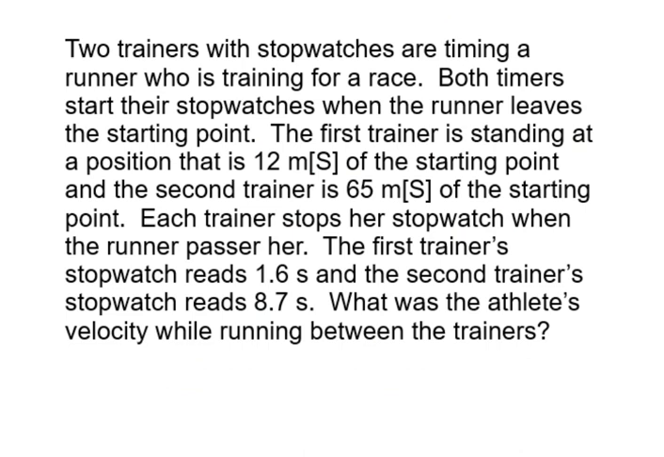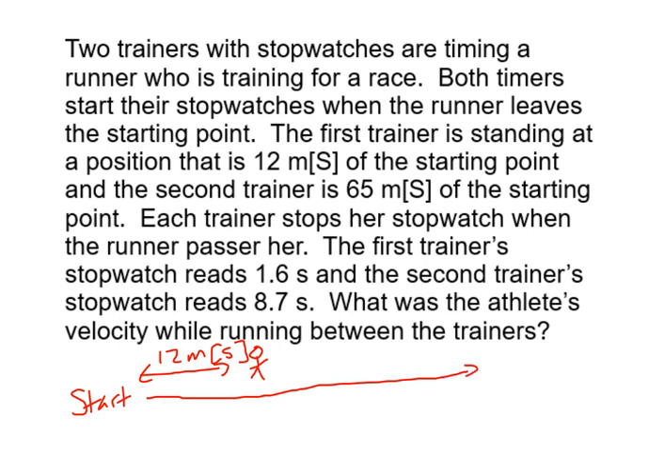Okay, there's a long blurb here for another example, so you have to bear with me as we read through this. Say we have 2 trainers with stopwatches, and they get timed with their stopwatches. So the first guy, here's the starting point, and there's someone here with a stopwatch, and this person here is 12 meters south away. And then a second person from the starting point is 65 meters south. And then a third person starts running.